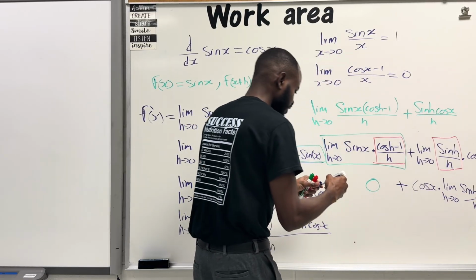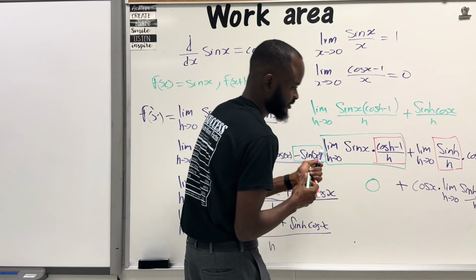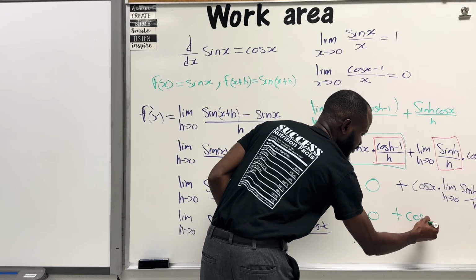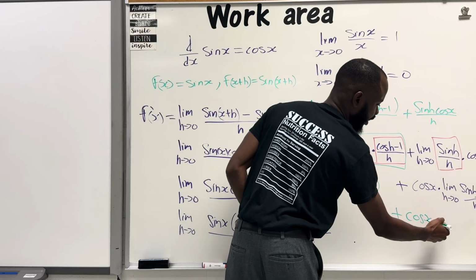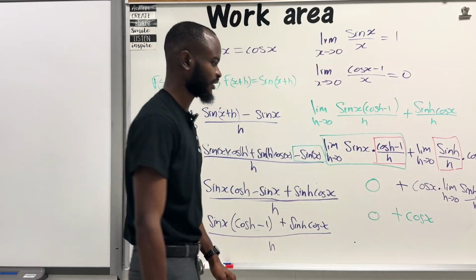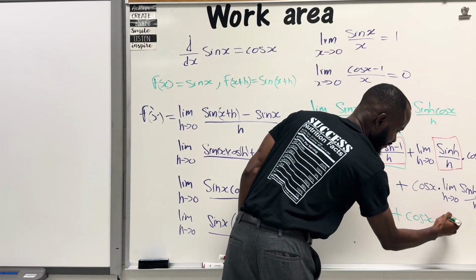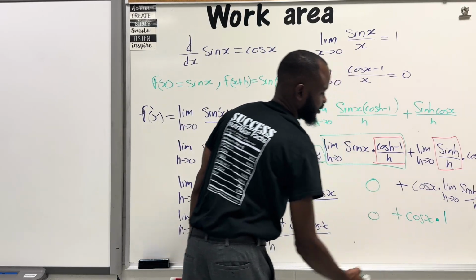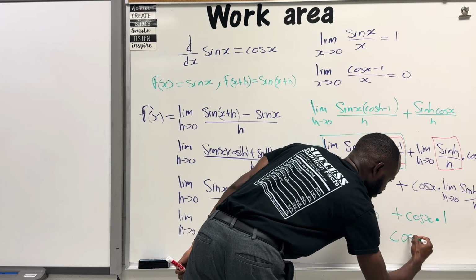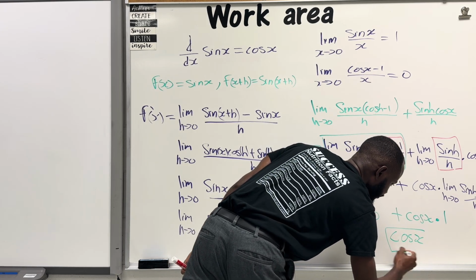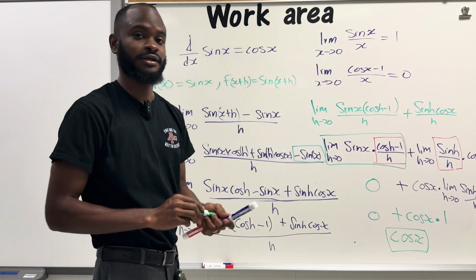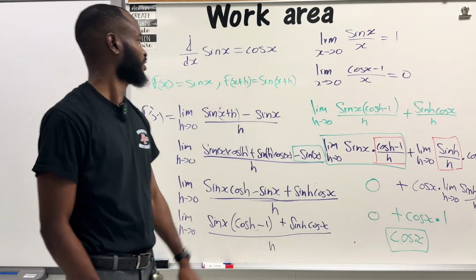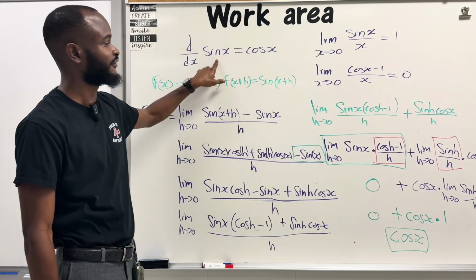And we have in the final step of this right here, it's 0 plus cos of x times 1, which is still cos of x, but I'm going to put the times 1 right here. So that's 0 plus cos x times 1. That's just equal to cos of x. And that, my viewers, is how you prove that d by dx of sine of x is equal to cos of x.